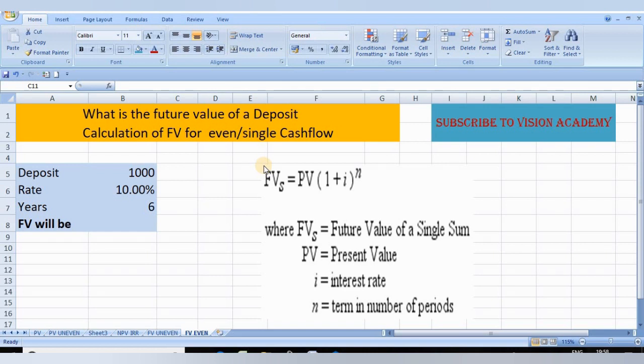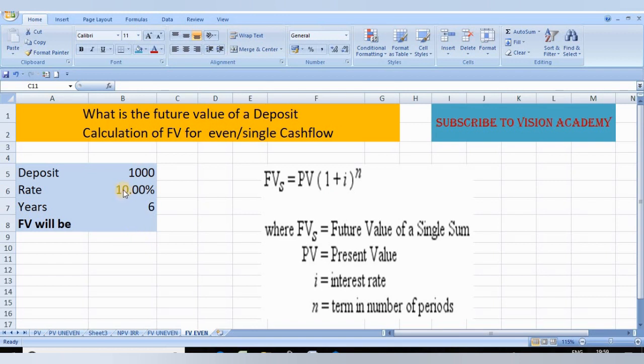First, let us calculate the future value for single or even cash flows. The formula for calculating future value for a single cash flow is present value, meaning the present deposit you are going to make today, multiplied by (1 plus i) to the power of n. I means the interest rate you are going to receive for your deposit. N is the number of periods you are going to wait.